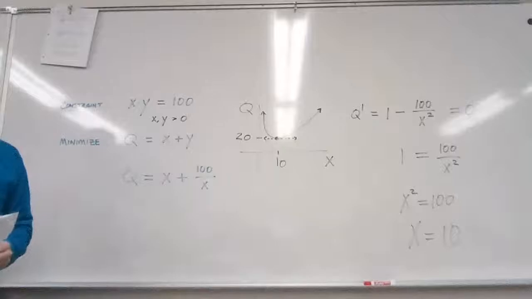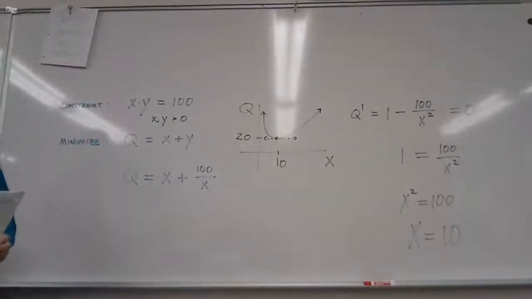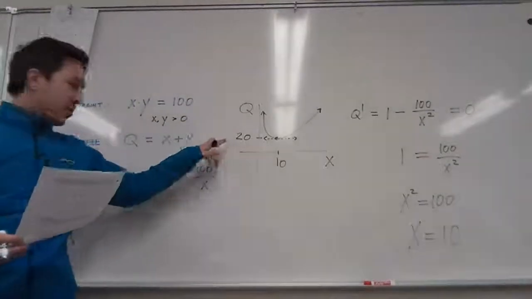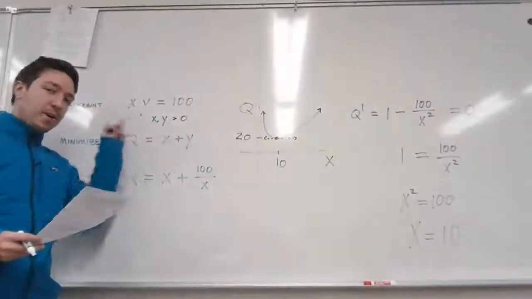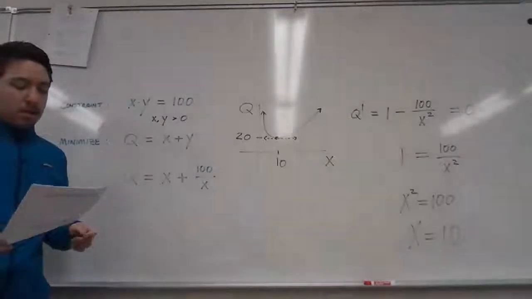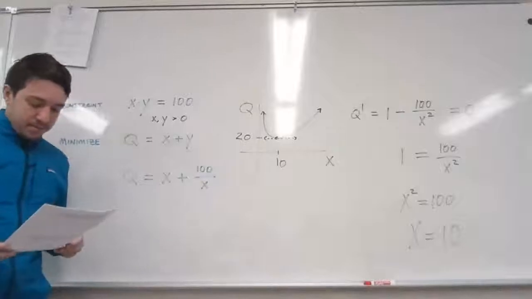Oh, the slope is 0. That's true. 20. The quantity is 20, right? Because what's the quantity? The quantity is x plus y. If x is 10, y is 10, the quantity is 20. So that makes sense?